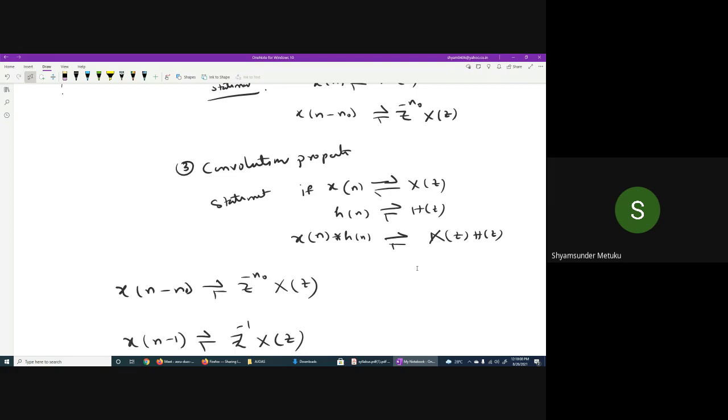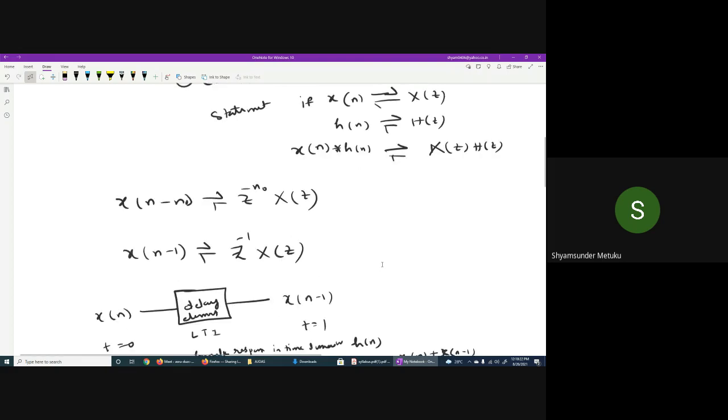Convolution in the time domain is nothing but multiplication in the z domain. So x of n convolved with h of n in the time domain is equal to the multiplication of the Z transforms, x of z and h of z.